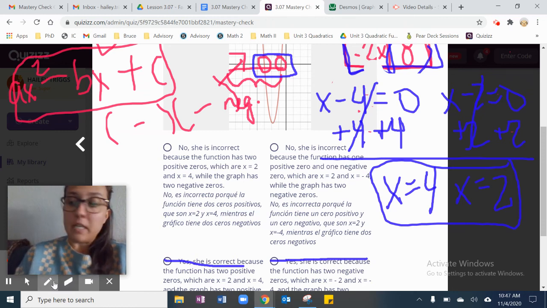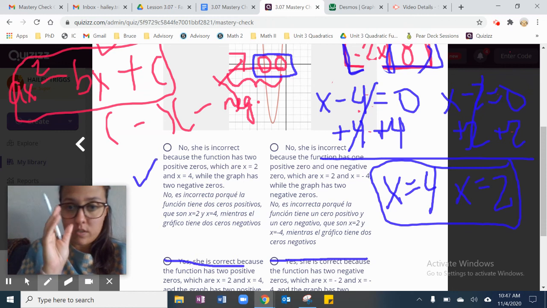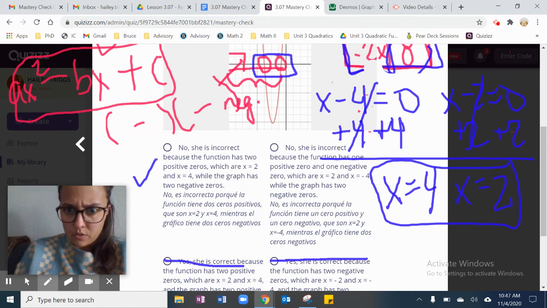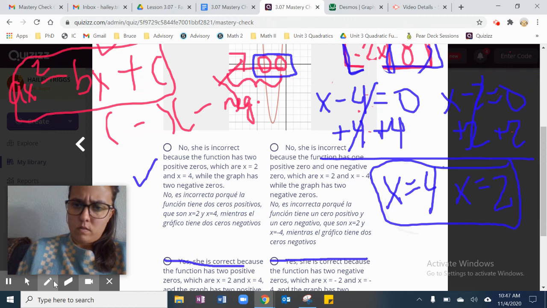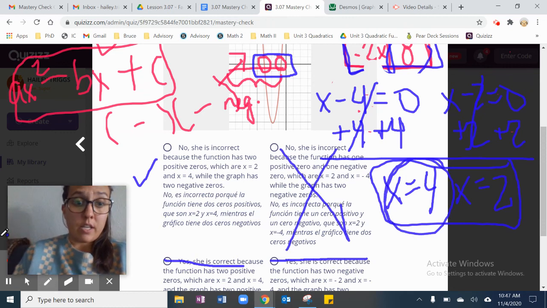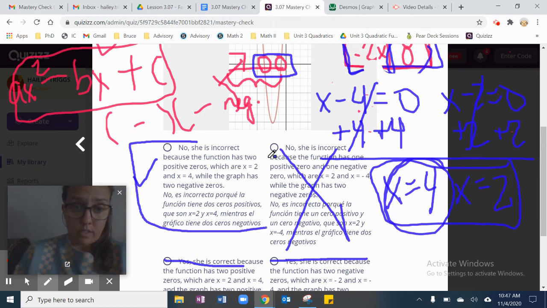That sounds right to me, but I'm going to read the other one just in case. No, she's incorrect because the function has 1 positive zero and 1 negative zero, which are x equals 2 and x equals negative 4. False, right? We got positive 4. So now I know that that's not the right answer, and therefore A is the correct answer.